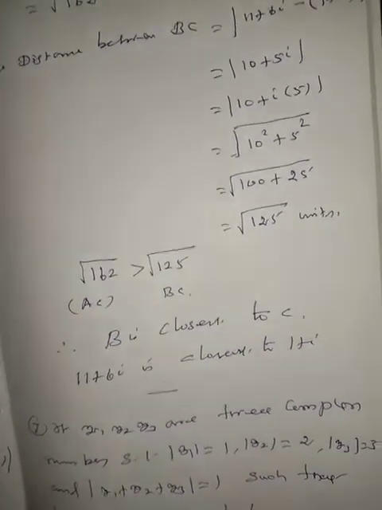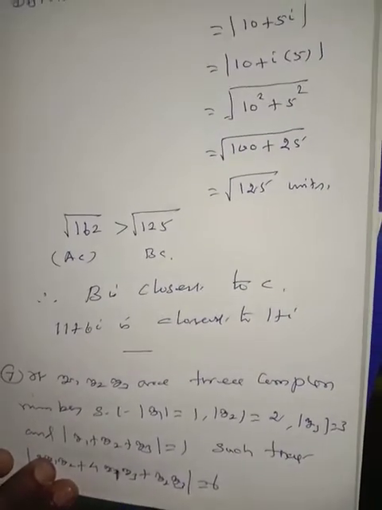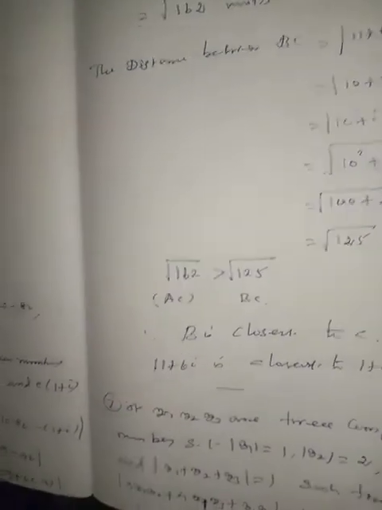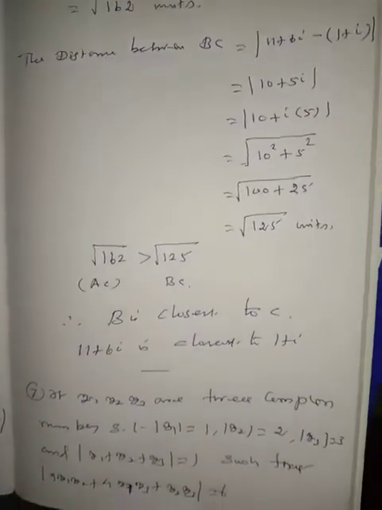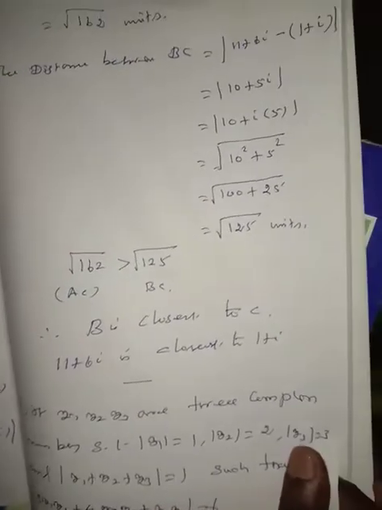We need to prove that 9 Z1 Z2 + 4 Z1 Z3 + Z2 Z3 has modulus 6. The given conditions are: modulus of Z1 is equal to 1, modulus of Z2 is equal to 2, and modulus of Z3 is equal to 3.